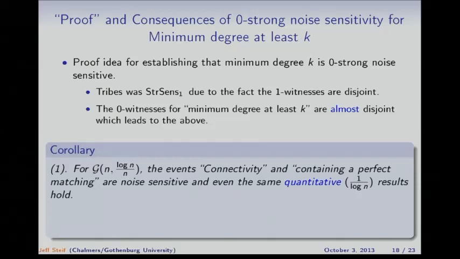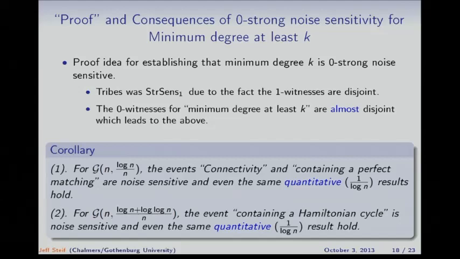So, for example, you can do something similar with a Hamiltonian cycle. For a Hamiltonian cycle, as you'll recall, the interesting p_n is log n plus log log n over n. And containing a Hamilton cycle is noise sensitive. This is because if you have a Hamilton cycle, it means every vertex has degree at least two. But it turns out that if every vertex has degree at least two, that more or less guarantees you have a Hamiltonian cycle in terms of probability. So having a Hamilton cycle is the same asymptotically as having degree at least two, and so you get the noise sensitivity.